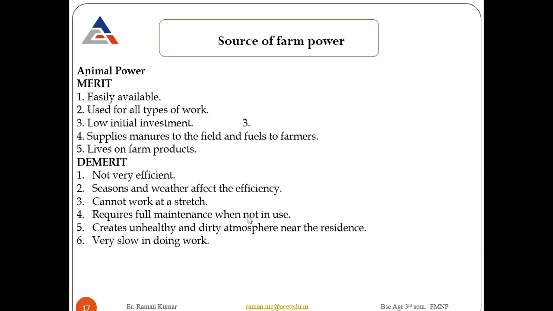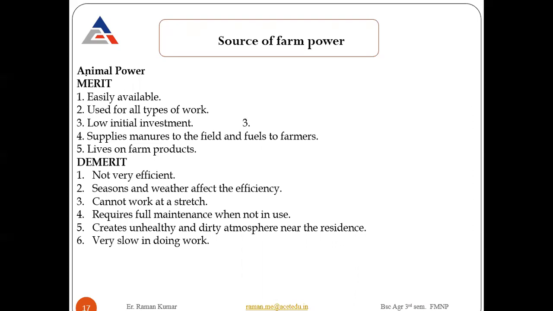Not very efficient. Seasons and weather affect the efficiency. During the rainy season, summer season, and winter season, all these weather conditions affect your animal power. It cannot work at a stretch. It needs some rest after two or three hours of continuous work. So this is also a demerit of animal power.